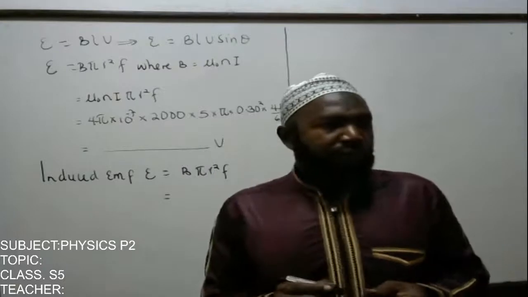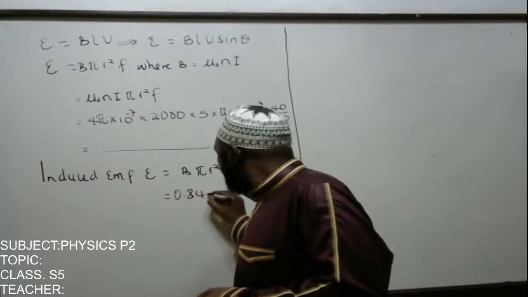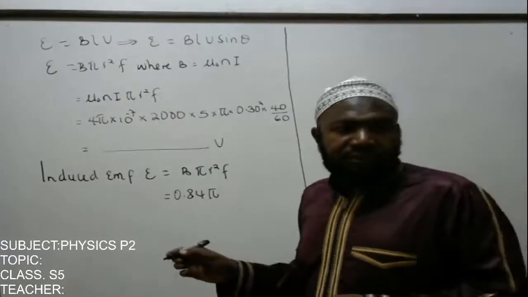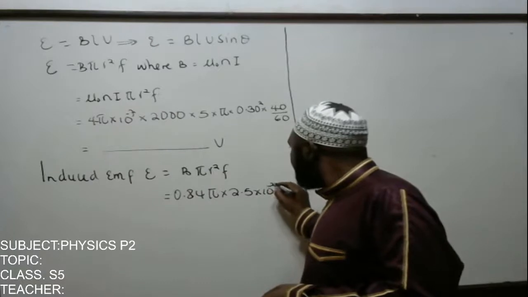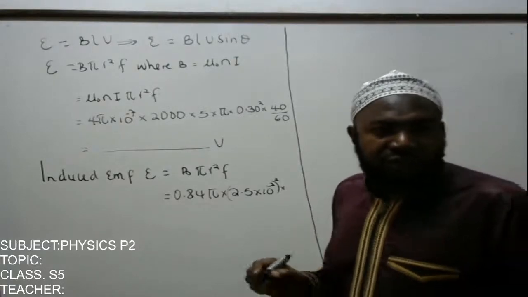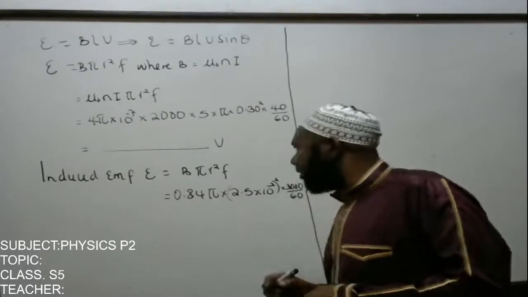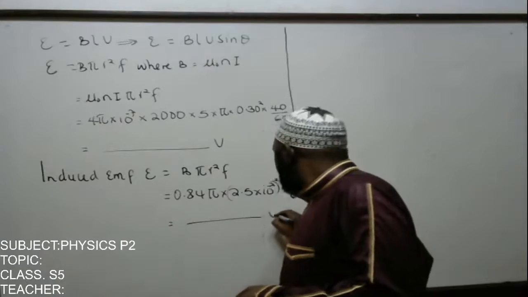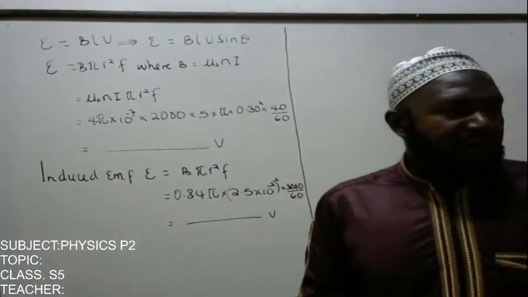According to what we have in the question, the magnetic flux density was given as 0.84 pi. The radius of the disc is given as 2.5 centimeters. We can convert to meters and then square, times the frequency. It is 3,000 revolutions per minute actually, so we divide by 60 to convert to revolutions per second. And then finally, the answer is going to be in volts. I did not evaluate, but you can press your calculator and then get the exact answer. So that was 2A.